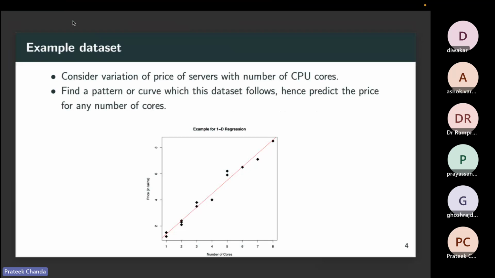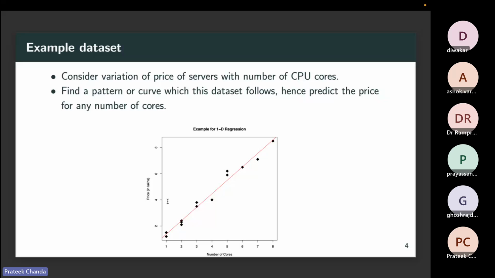Let's say I start with one CPU core, two CPU cores, up to 8 CPU cores on the x-axis, and on the y-axis I have the corresponding prices. The black dots in the graph mean the price point for that number of CPU cores. For example, for 4 CPU cores, the price is around 4 lakhs. Similarly for the others. Now I want to fit a line that generalizes across all these data points.